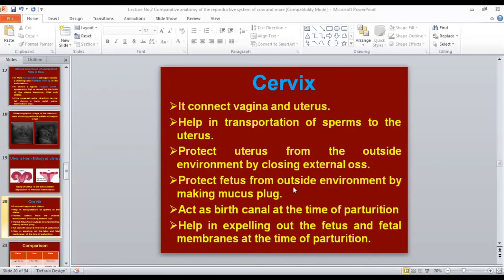Okay. Then it also protects the fetus when the animal is pregnant. It protects the fetus from the environment by making a mucus plug, which is a very pronounced feature in the cow. There is a heavy amount of thick mucus that makes the plug in the cervix to avoid the entry of pathogens from the environment into the uterus. Then the other important function of the cervix is that it acts as part of the birth canal at the time of parturition. Again, it helps in expelling the fetus and fetal membranes at the time of parturition.